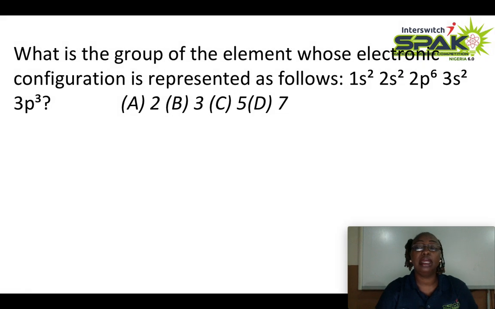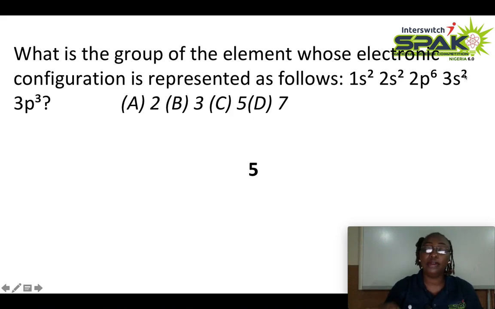What is the group of the elements whose electronic configuration is represented as follows? 1s2, 2s2, 2p6, 3s2, 3p3. We have looked at this before, and you should be familiar with it by now. So what is your answer? The answer is 5, because we said that 3 plus 2 will give you the number of valence electrons of that element, and the valence electrons will give you the group of the element.